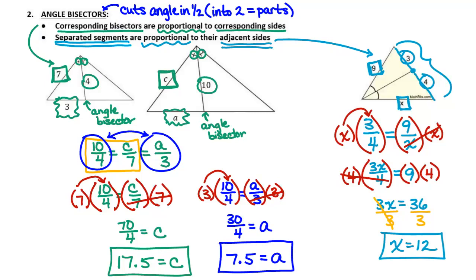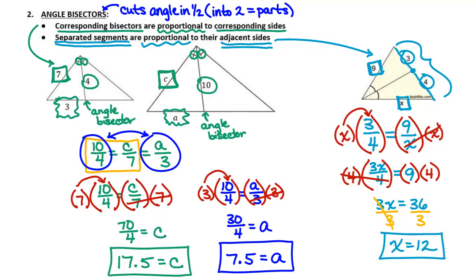Then we talked about angle bisectors. Angle bisectors cut angles into two equal parts, cuts them in half. If I have two similar triangles and I have the angle bisectors for both of those triangles, those are proportional to corresponding sides. So the 4 and the 10 here, because those are my angle bisectors, would make a fraction together. And that would be proportional to corresponding sides. So the 7 and the C, or the 3 and the A. So my angle bisectors would make a fraction, and then a pair of corresponding sides would make a fraction.